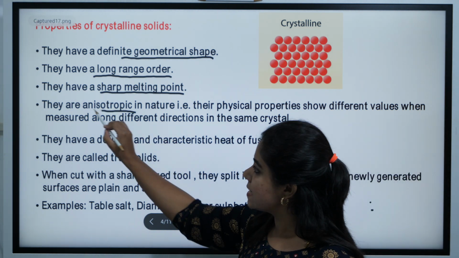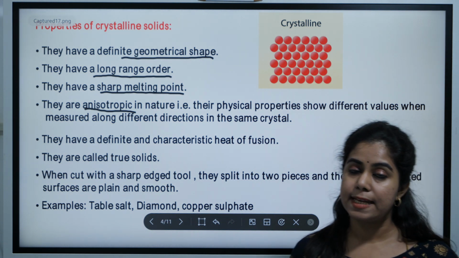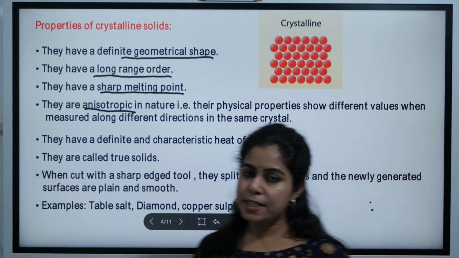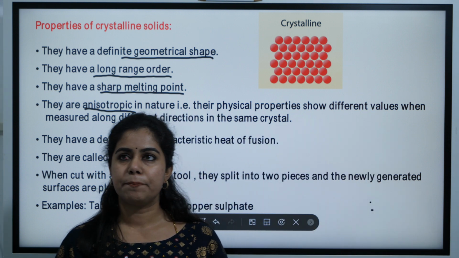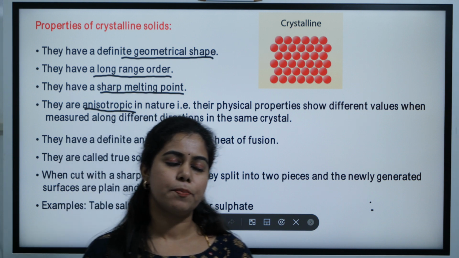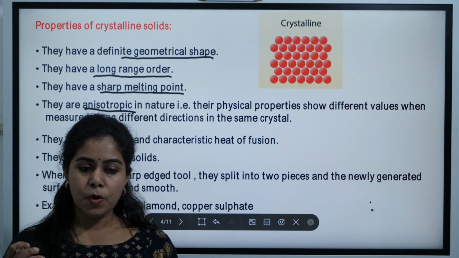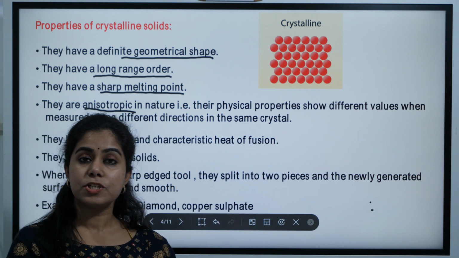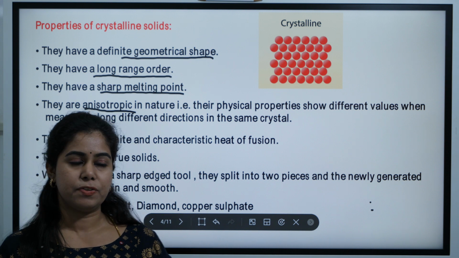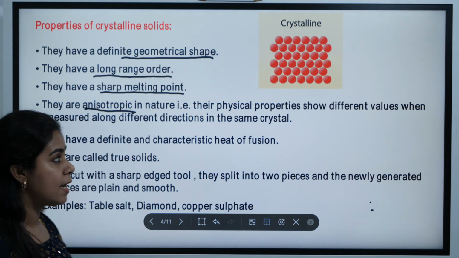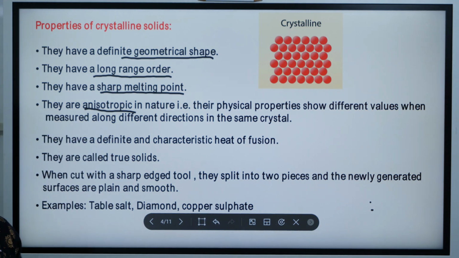Another interesting characteristic of a crystalline solid is that they are anisotropic in nature. Anisotropy means if you measure some property, for example refractive index or electrical conductivity or any physical property, from one particular direction of a solid, it will give one value, and when you measure it from some other direction, it will give a different value. That means the physical properties show different values when measured along different directions in the same crystal. That is what is called anisotropy.